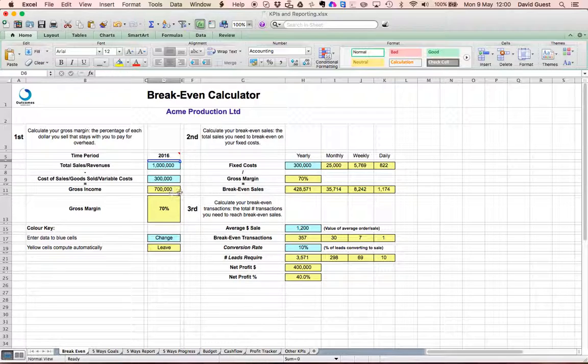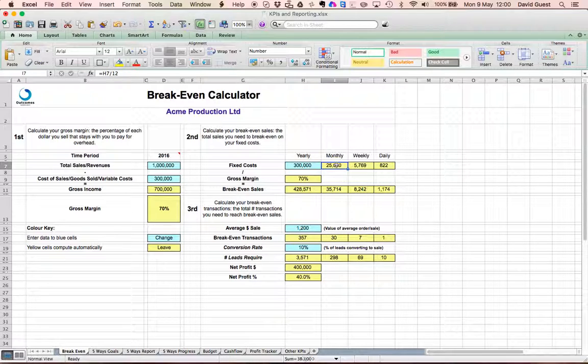It'll tell you what your gross income is, and what your gross margin is as a percentage. Then we're going to look at our fixed costs, or the overheads of our business, and they come off the P&L as well. When we put those numbers in the yearly box, it's going to calculate our break-even sales. Now what break-even sales means is how much do we need to turn over in a year to cover our costs. Now it's not a target, it's a minimum.